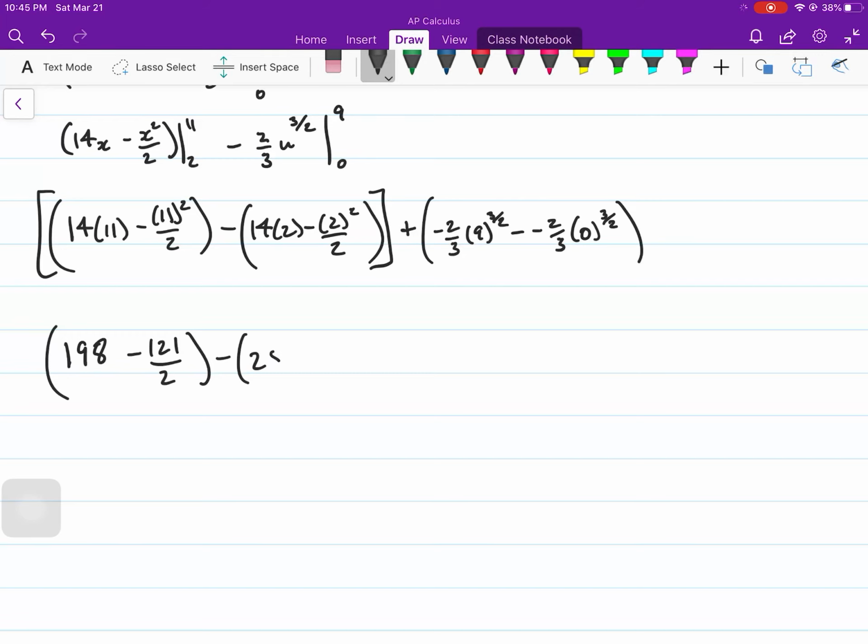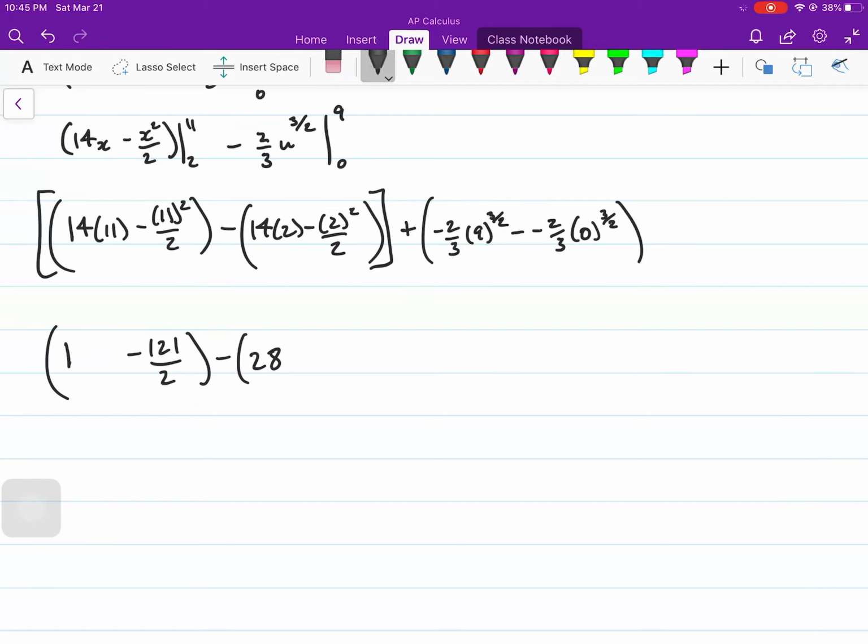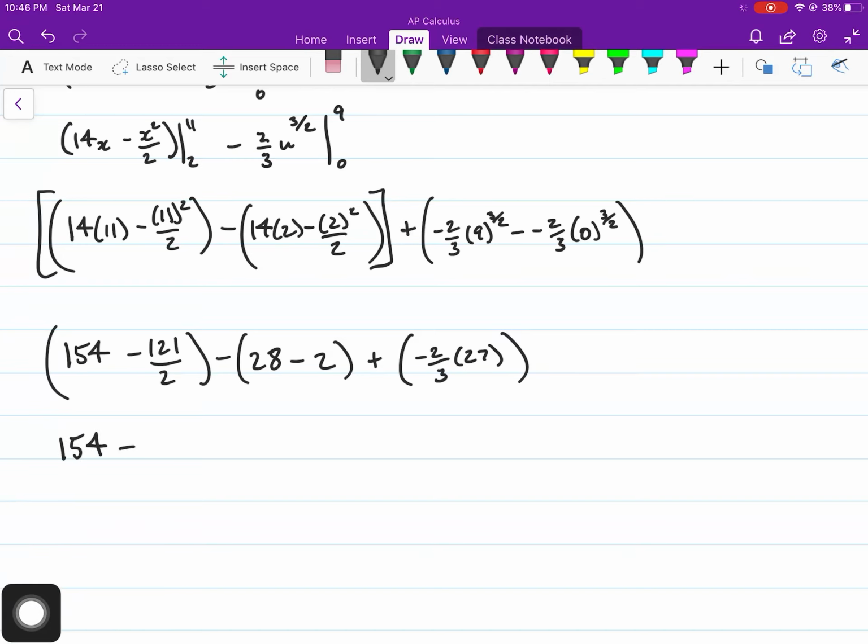Then that minus 28. Is it 198? No, it's 154. Where did I get 198 from? 154. Just thinking something's off with that number. And then minus 2. And then we're going to have plus 9 to the 3 halves. So square root of 9 is 3. Cubed is 27. So that's negative 2/3 times 27 minus 0. So 154 minus 121 over 2 minus 26. And then 27 divided by 3 is 9 times negative 2 is negative 18.